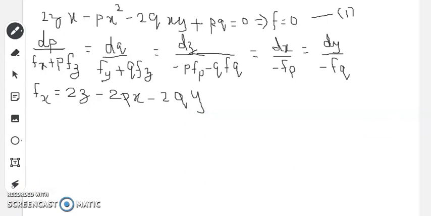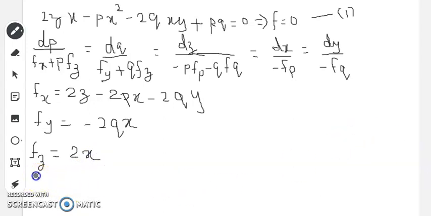This is fx. Now you can find fy. Fy is equal to, with respect to y, minus 2qx. The remaining terms are constants with respect to y. Then fz is equal to, what is fz? Only 2x.